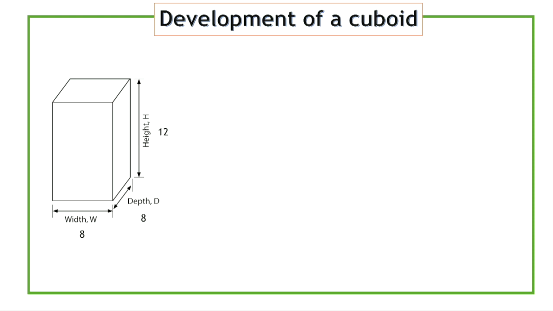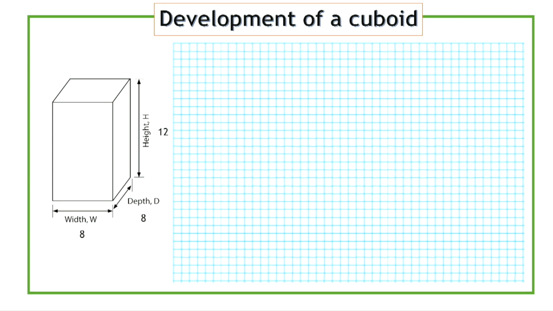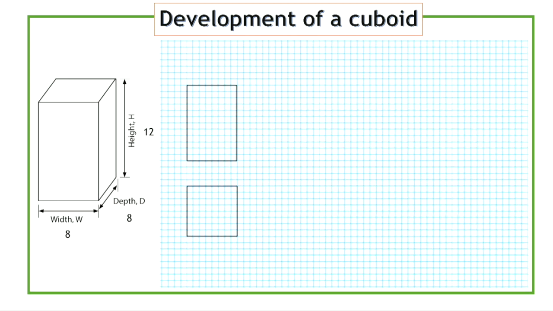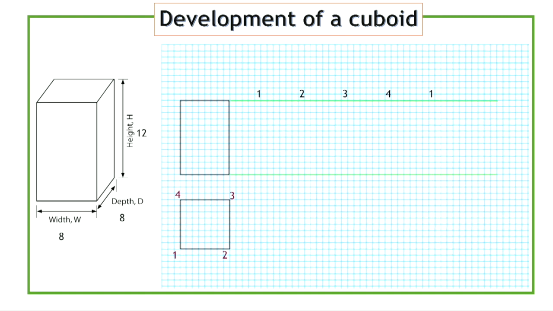The dimensions of the cuboid we have to make is 8 units by 8 units with a height of 12 units. The development is drawn on a square grid. These are the front and top views drawn on square grid with space left to draw the development. We can label the corners of the top as numbers 1, 2, 3, and 4.